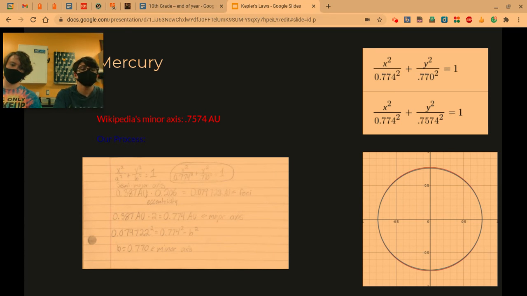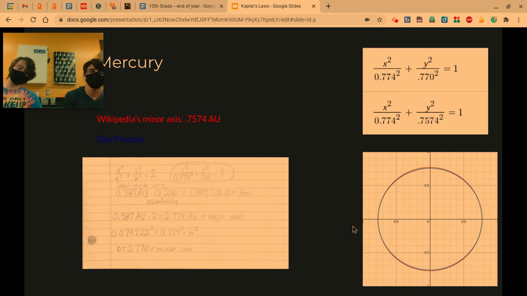After that, we multiply the semi-major axis by 2 to find the major axis. Then we do c squared, with c being the foci, equals a squared, with a being the semi-major axis, minus b squared, which is what we're finding, the minor axis. Of course, after solving that, that gives us 0.770. We then put that into the equation, and you can see up here ours compared with Wikipedia's number, and here you can see the graph of the two ellipses.